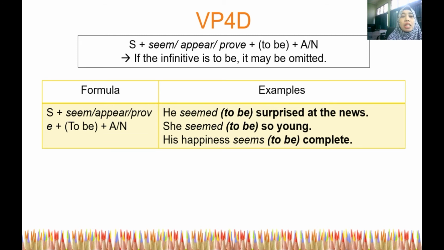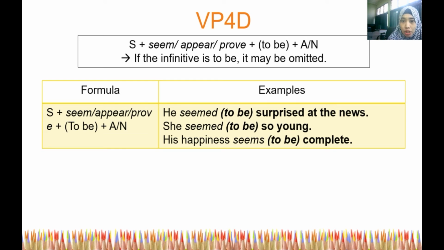For example, he seemed to be surprised at the news. He is the subject, seemed here is the verb, and then to be here is in parentheses, meaning that it can be omitted or you can just leave it, and then surprised here is an adjective, surprised at the news, adjective phrase.